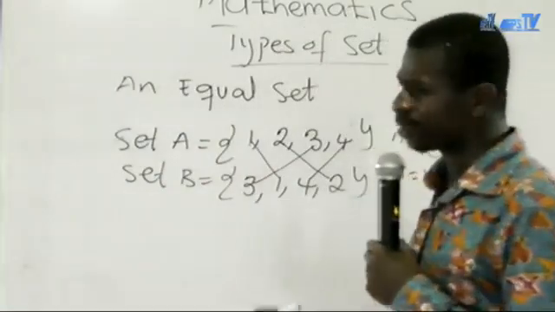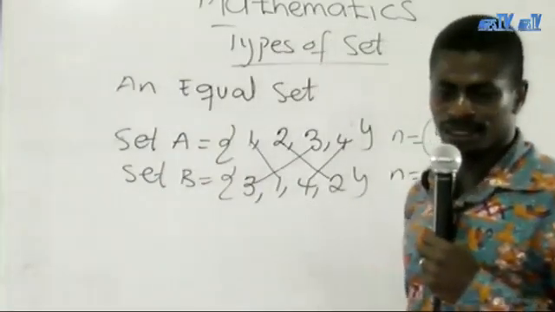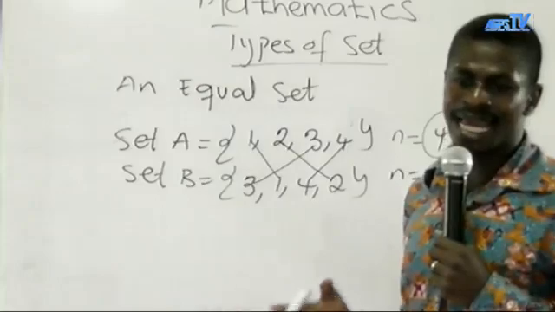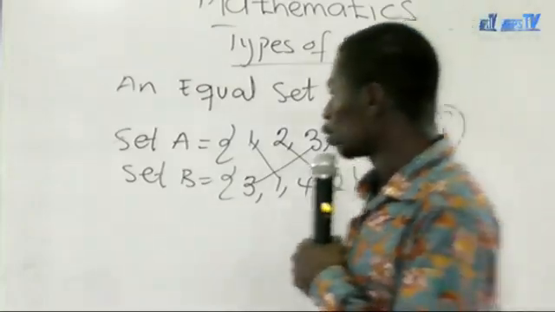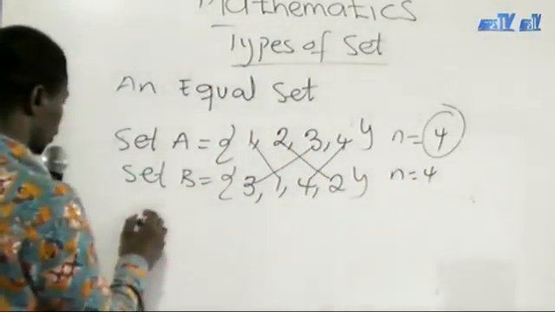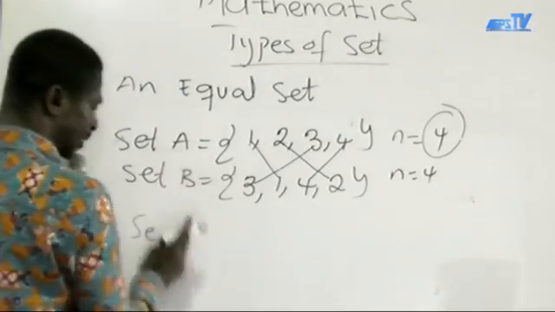So let us consider these 2 sets and say whether they are equal sets or not. So let's see set C. Or simply say C.